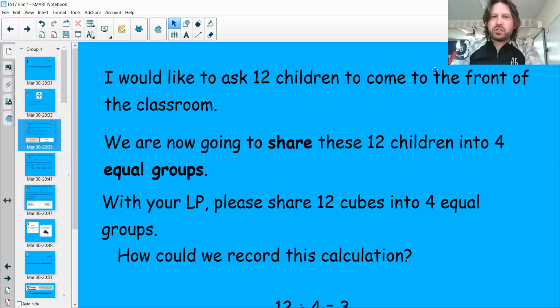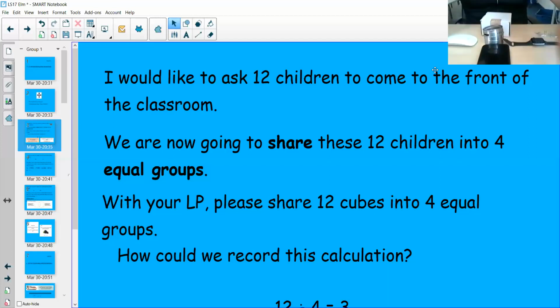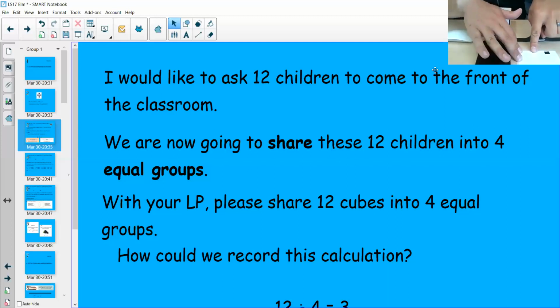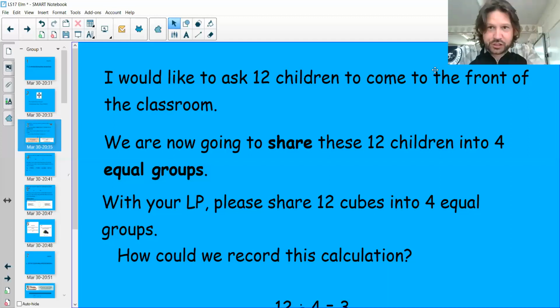Okay, we're going to share these 12 into 4 equal groups. Now, you can do that many different ways. You could put a physical barrier in, like I've done. So you could have 1, 2, 3, 4 sections. That's fine. You could use a piece of paper and you could draw lines. You'd think I'd think to get a pen, wouldn't you? Hang on, I'm just going to get a pen because that's just silly. Okay.